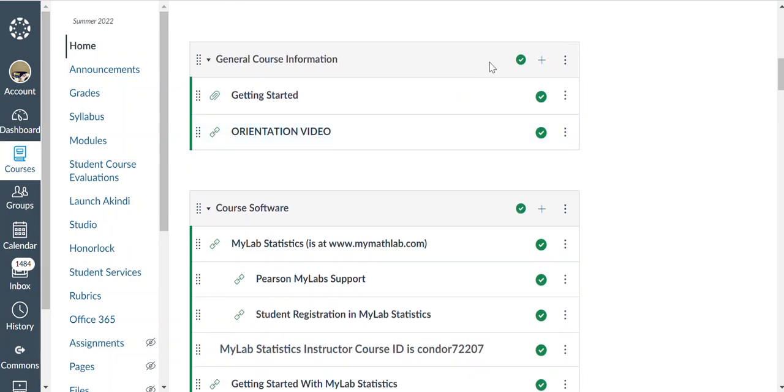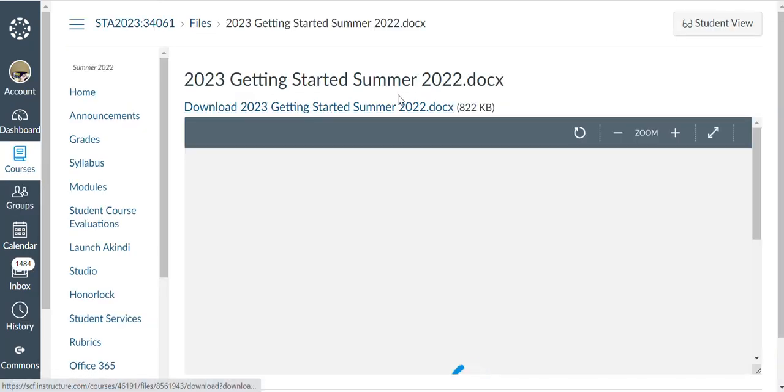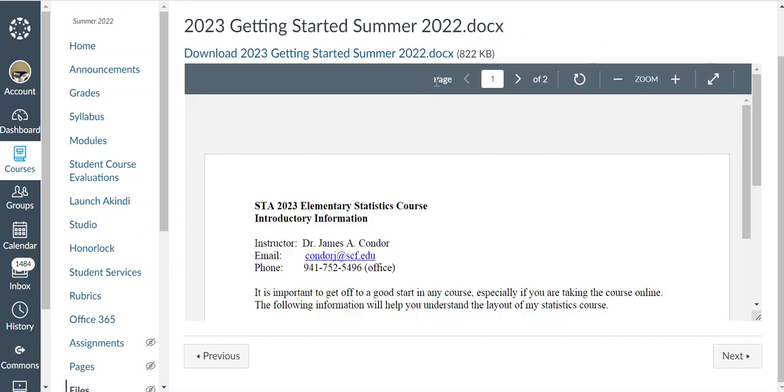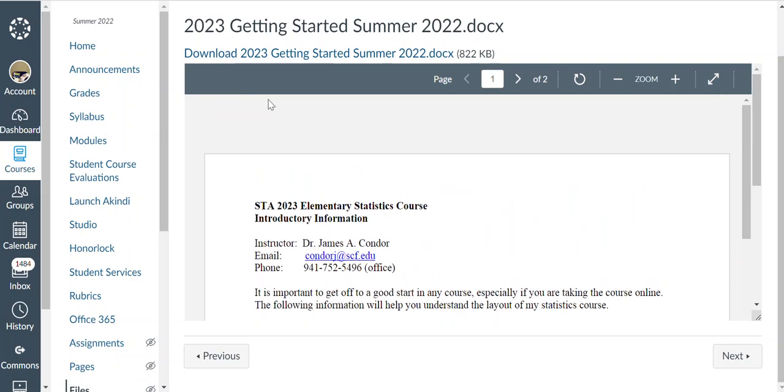Now, here's a getting started information sheet. So you want to look at that. Again, I'm not going to go through all this in detail. This is for you to take your time and go through, but you can download these or you can read them within Canvas. Sometimes they don't read very well in Canvas, so if you click up here, then it downloads it as a Word file and you can save it and so on.